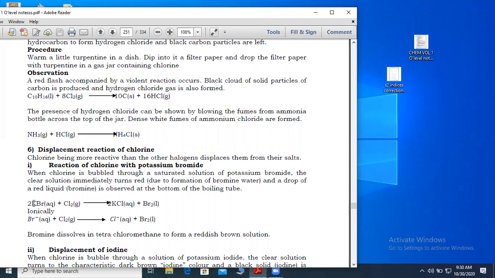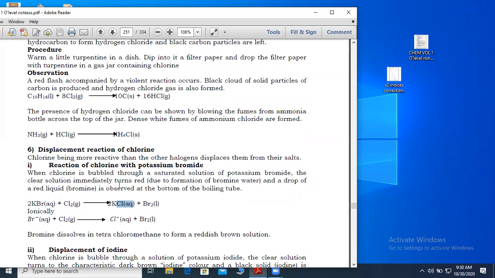So let me summarize it for you. When I ask for the observation, just say colorless solution turns to a reddish brown solution. Why a reddish brown solution? Because potassium chloride that is formed is in aqueous state, which means it is in water. So when liquid bromine is formed and there is some water, it also becomes bromine water.